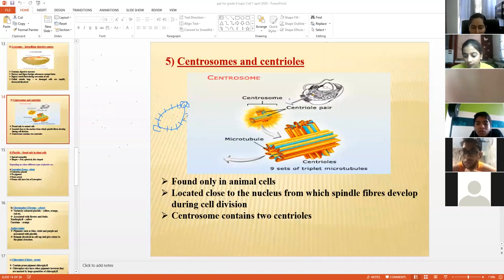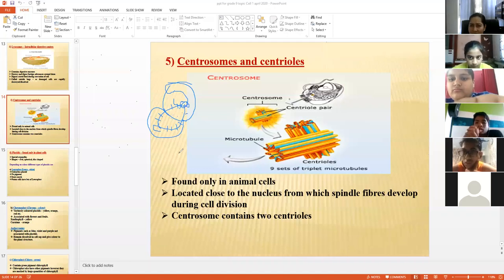Now, when cell division occurs, what will happen? This one part is taken up by one cell and this part is taken up by the other cell. So this is how cell division occurs. Is this clear?